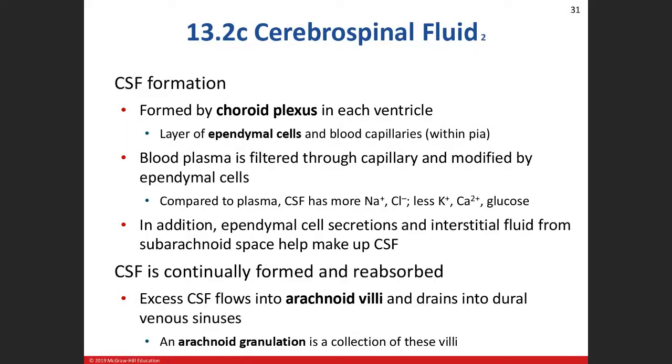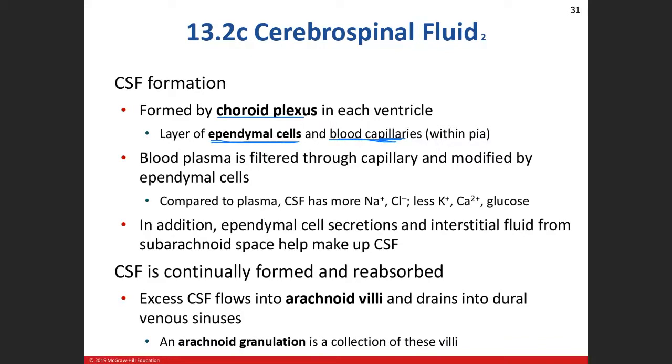All right, real quick here, okay? Cerebrospinal formation. You need to know the structure that makes it. That's the choroid plexus. We labeled that last class on Thursday. But specifically, the cell that makes it is the ependymal cells. They line the choroid plexus. So essentially the ependymal cells are going to filter out the blood in the capillaries there, and it's going to modify the content of that filtrate.